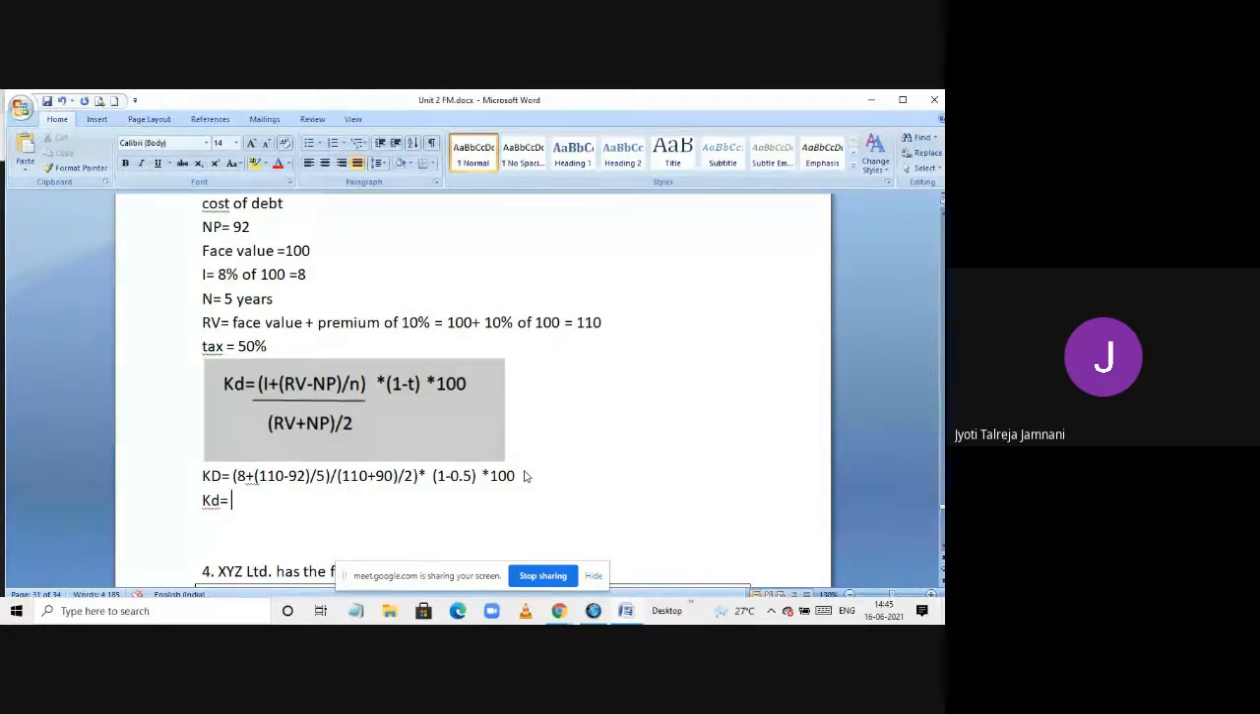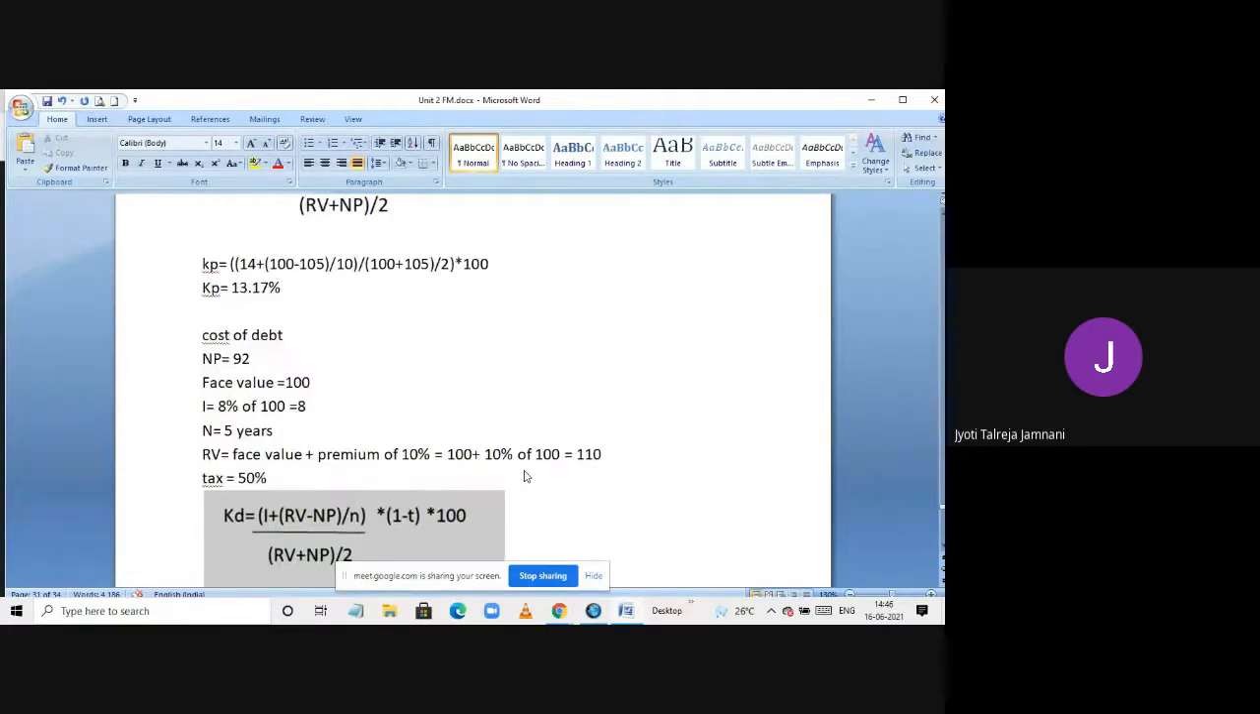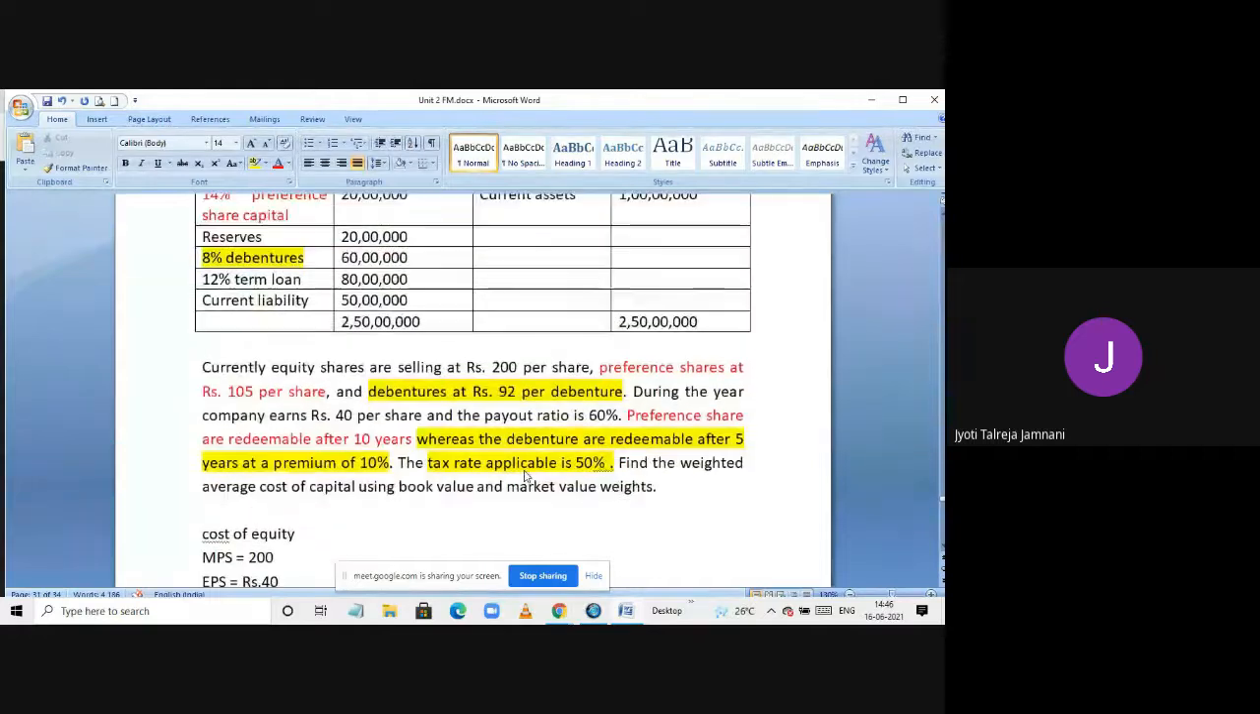I've got it as 5.74%. Just check, 5.74. Yes, ma'am. So this is the cost of debt. Now we'll see in the balance sheet what all is left. We have finished cost of equity, cost of preference, and cost of debt. Let's go to the balance sheet and check if anything else is left.